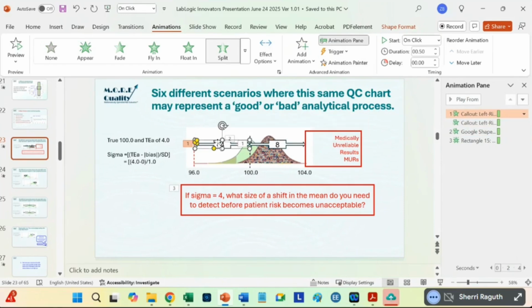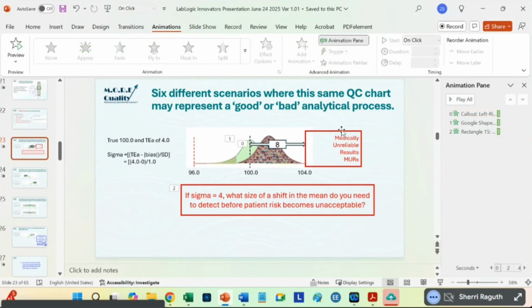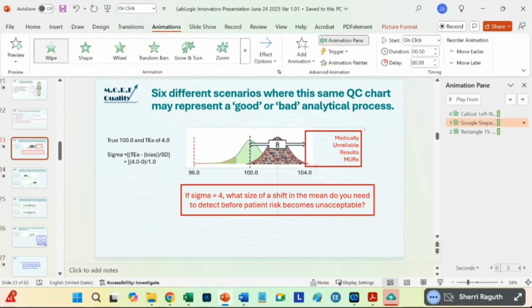So say your sigma value was 8 to begin with. If you shifted 2 SD, you're still fine. You'll get flags. But then if you were here and you shifted another 2 SD, now you're getting people over the edge. You've got to say, oh, what did I do here? Did I recalibrate? Maybe that calibration is not acceptable.